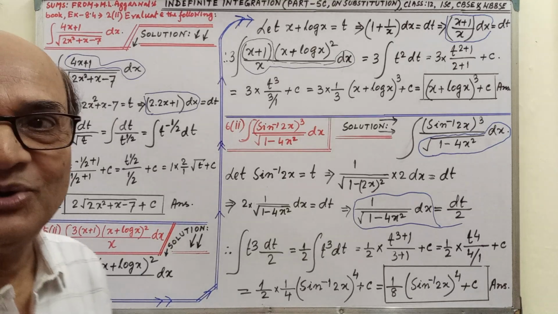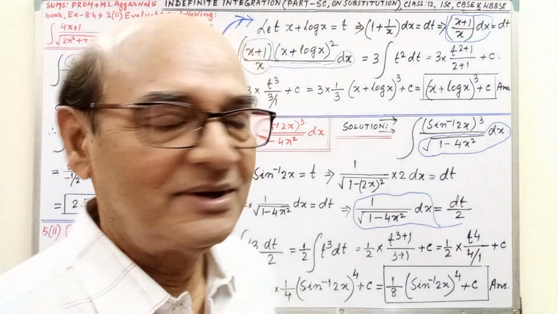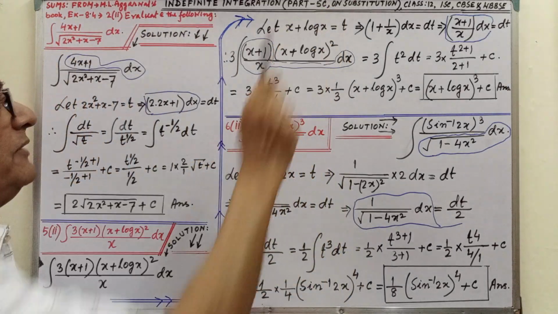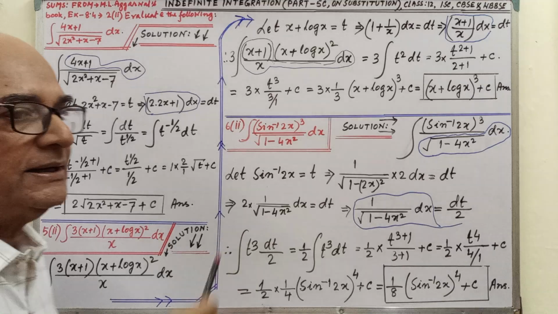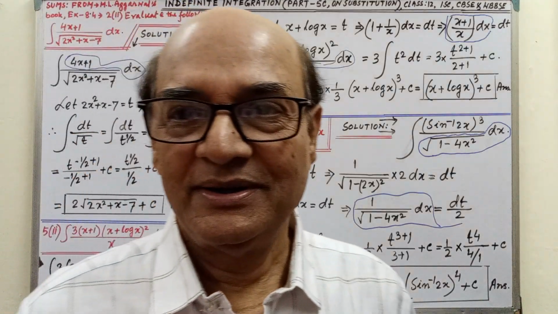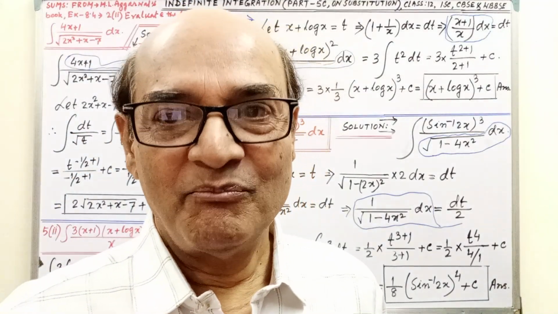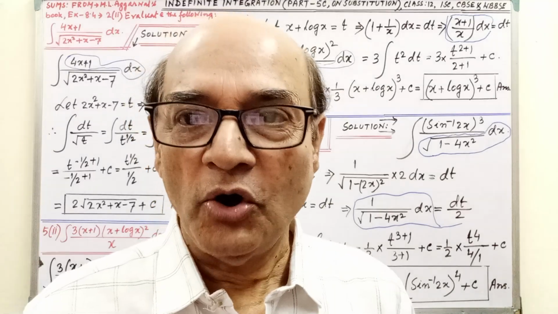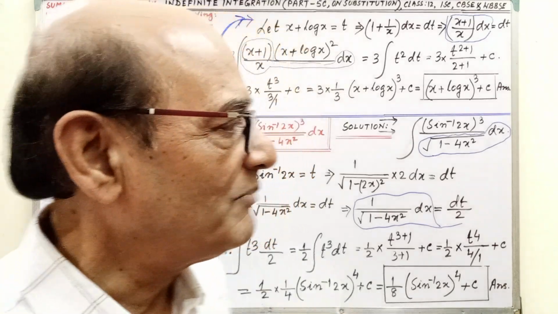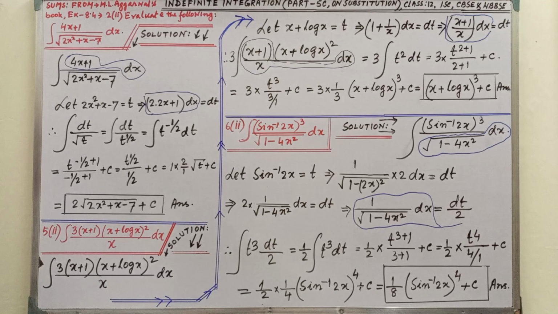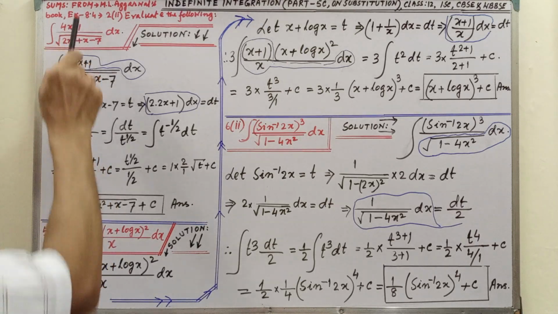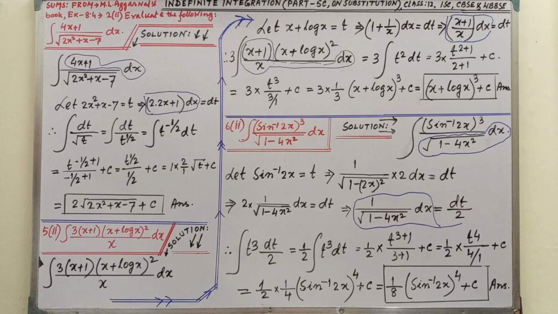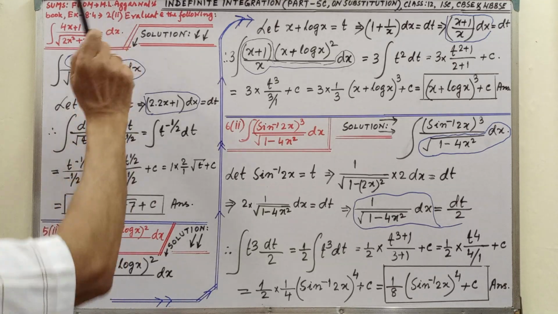Now please pay your attention on the board. Sums are given on substitution. The method is mentioned here, so it will be easier. But when the method is not mentioned, at that time by looking at the sum, you have to understand. Here the sum is given: exercise 8.4, ML Agarwal's book, sum number 2 part 2.